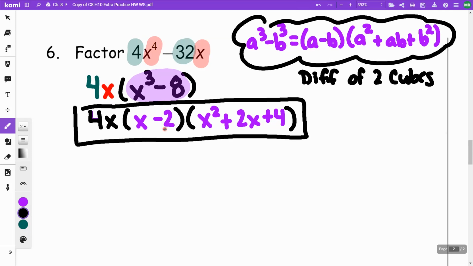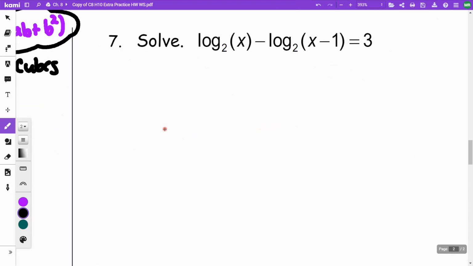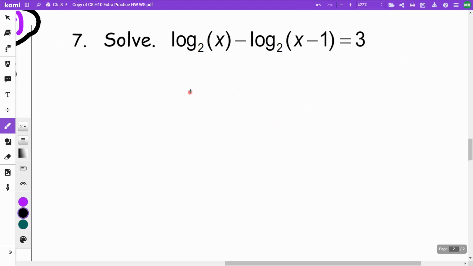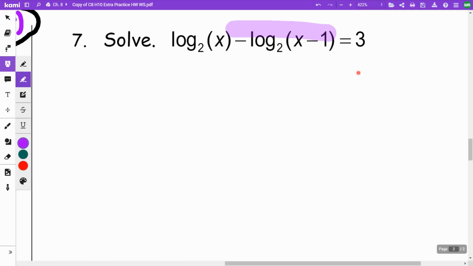On number 7, okay, we're solving the log. Now, this one's different than the one from the other worksheet. On that one, I had a log on one side and a log on the other side. So I got one side to be a single logarithm, which is what I'm going to do now. Okay, I'm going to do that right here. I'm going to make this a single logarithm.